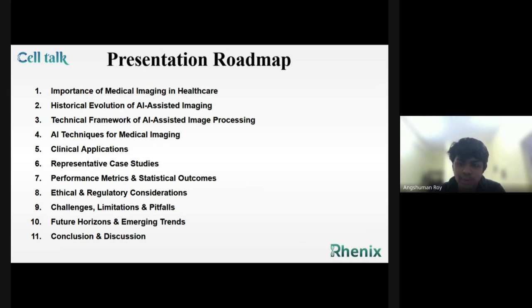Following that, we will evaluate the performance metrics and statistical outcomes of AI tools, discuss ethical and regulatory considerations, and address challenges and limitations faced by AI integration. Looking ahead, we will explore the future horizons of and emerging trends in AI-assisted medical imaging, and finally conclude our session with that.